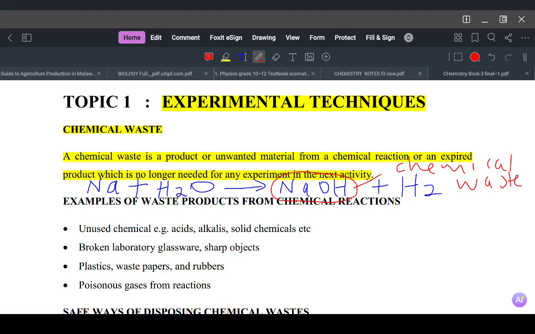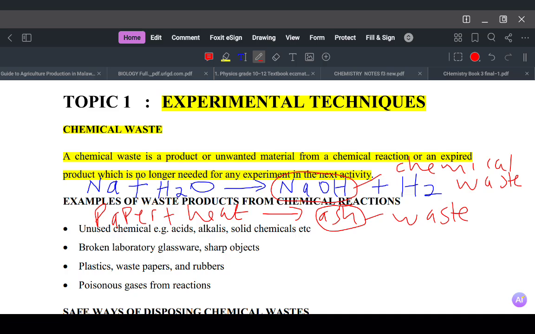Another example could be, let's suppose that you burn paper. When you burn paper, you form a product such as ash. The paper will burn completely into ash. Therefore, this is considered to be a waste.